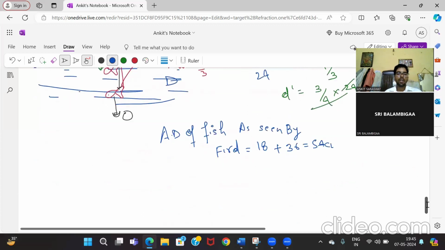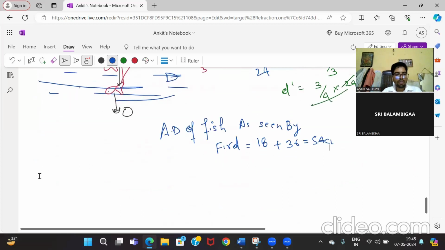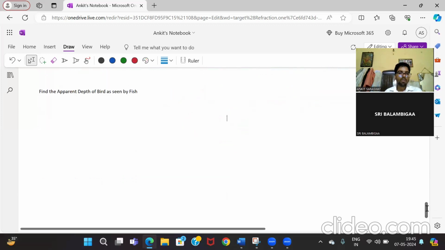Now, same question I am asking, but now in this question you will give me the answer. Write down the next question: find the apparent depth of bird as seen by fish. What is the answer? Now the fish is looking at the bird. Give me the answer.